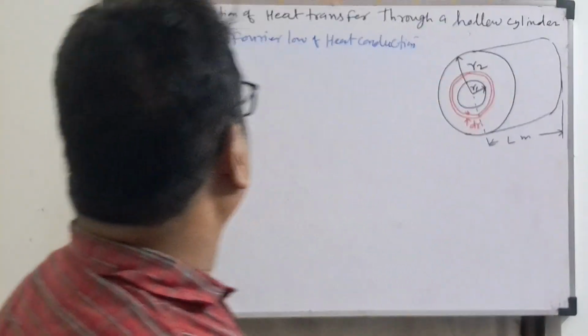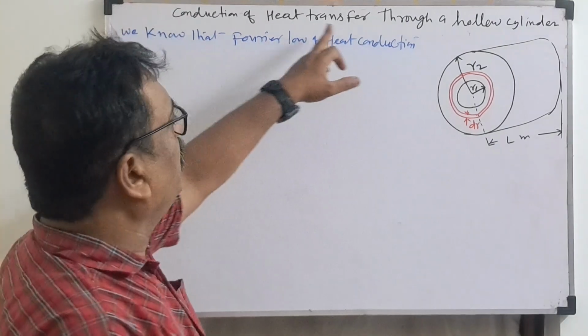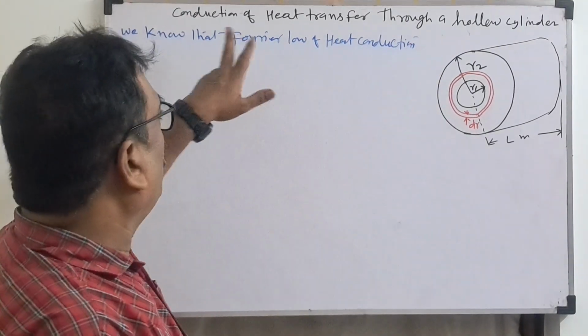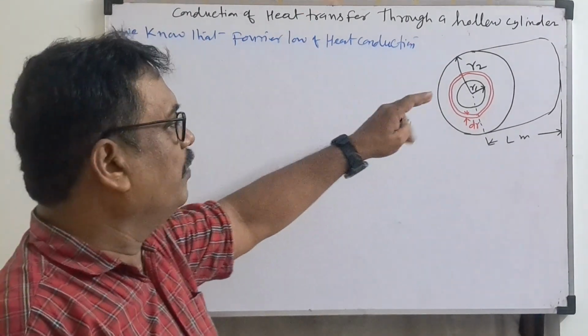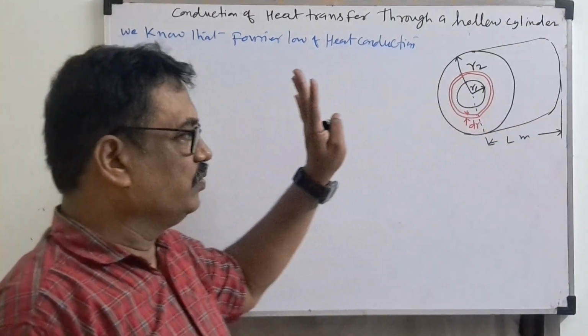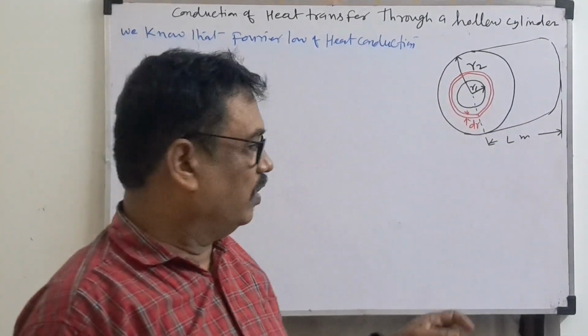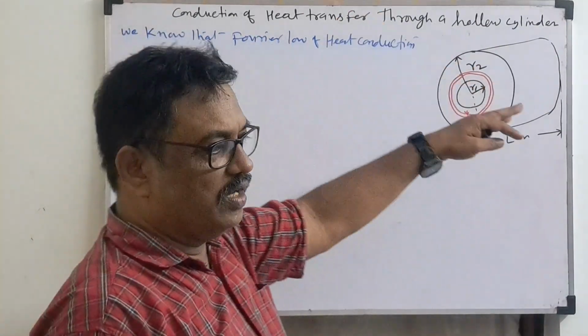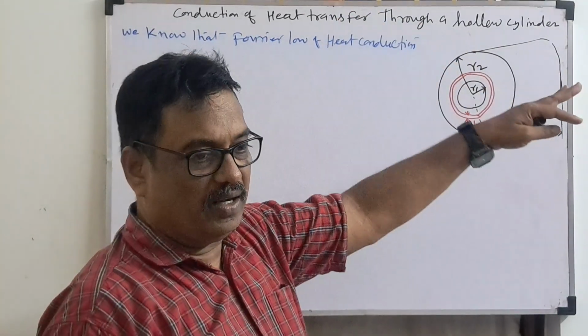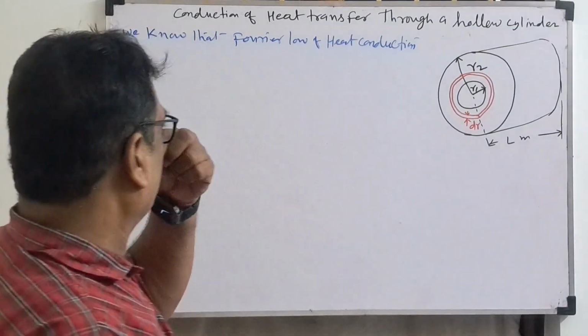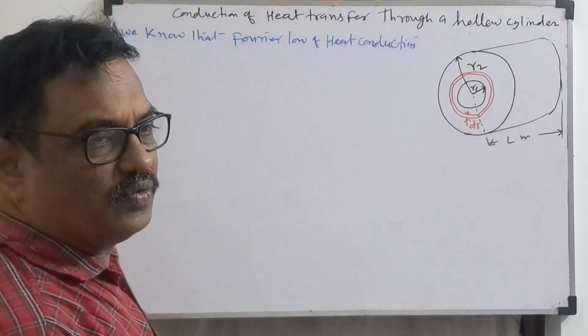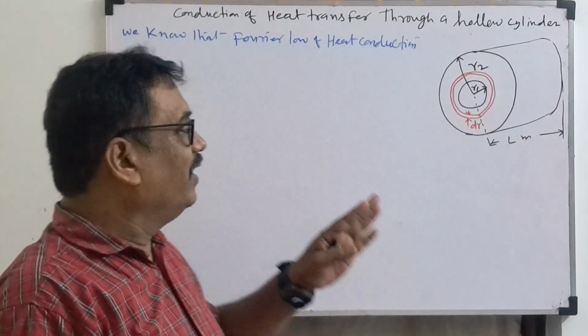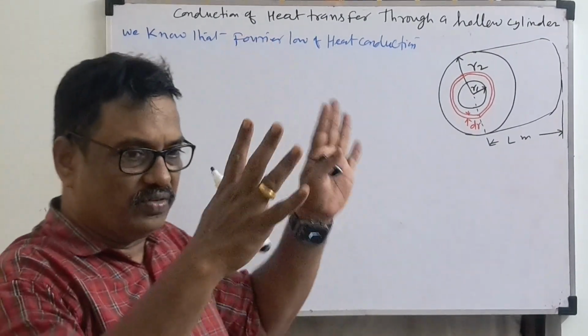Now I am going to discuss conduction of heat transfer through the hollow cylinder. Already we discussed conduction of heat transfer through the composite wall, and I already solved some problems. Part 1 is done. Now conduction through the hollow cylinder, and after this there will be the sphere. So there will be 3 parts under conduction. All 3 parts are very important and you have to study them separately. Composite wall is the first concept you get.